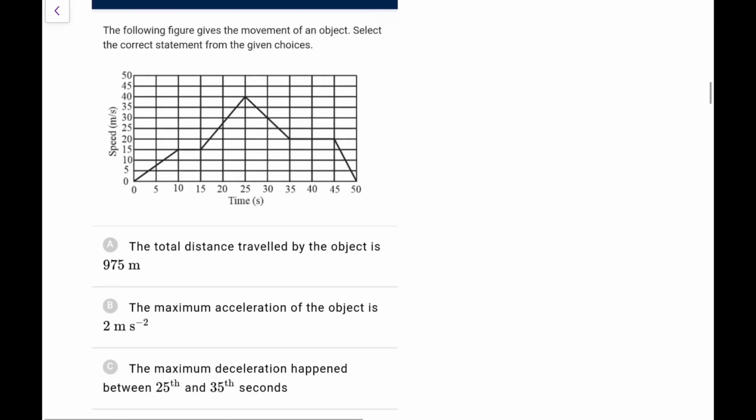Now the following figure gives the movement of an object. Okay, so an object is moving like this. Select the correct statement. Total distance traveled by the object is, okay, so total distance you need to calculate all those areas. First of all, this area, this is half into 10 into 15, that is 75. Now this area, this would be 15 into 5, again this is 75.